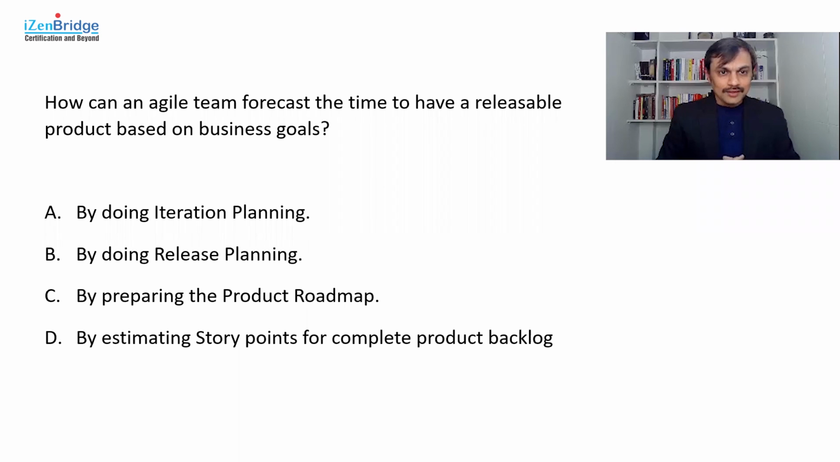Question 19. How can an agile team forecast the time to have a releasable product based on business goals? Okay, predicting where situations and requirements are unpredictable. So, prediction in agile. Okay, let's see what the options are. By doing iteration planning, by doing release planning, by preparing the product roadmap, by estimating story points for the complete product backlog. Okay, pick your choices.